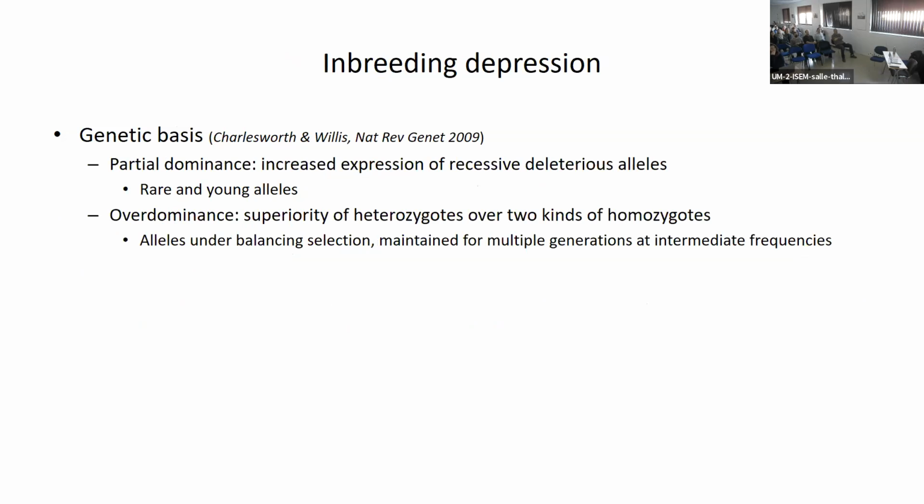It's important to know that there are two main hypotheses for this inbreeding depression. The first one is partial dominance: inbreeding depression results from increased expression of recessive deleterious alleles. The second hypothesis, which is less frequent, is overdominance, where inbreeding depression would be due to the superiority of heterozygotes. In the first case, inbreeding depression will be due to rare and young alleles, because you have purifying selection. In the second case, you have alleles under balancing selection. They are maintained for multiple generations in the population at intermediate frequency.